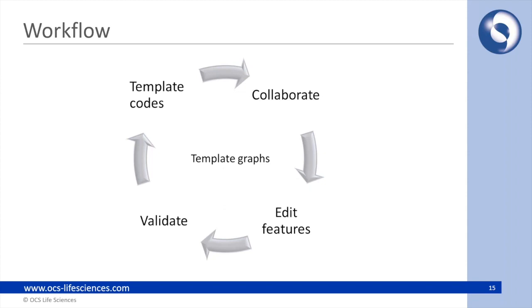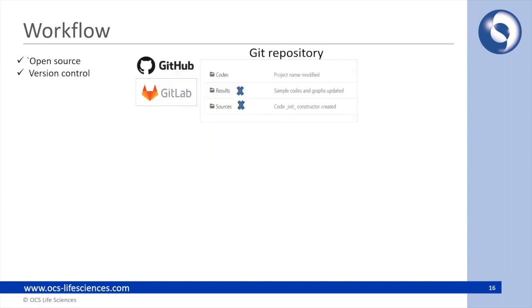Okay, version control. These graphs are based on template codes, and it's very important to control the version of this code so that you can go back to any version of the code and any version of the graph. Let's say there are different people working in a team and you would like to collaborate with them. You can edit features, you can validate the package that you create, and you can maintain a workflow like this to maintain your graphs.